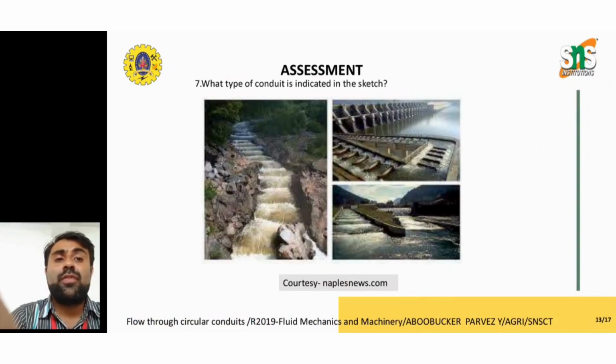And what type of conduit is indicated in the sketch? Actually, there are two types of conduits. In the first slide I told you, open channel conduit and closed conduit. Closed is like pipes. Here no pipes are involved. You have streams, you have dams, you have rivers in the pictures indicated here. So this type actually falls under open channel conduits.